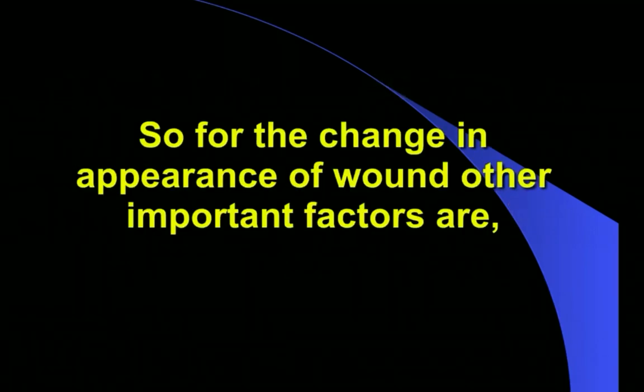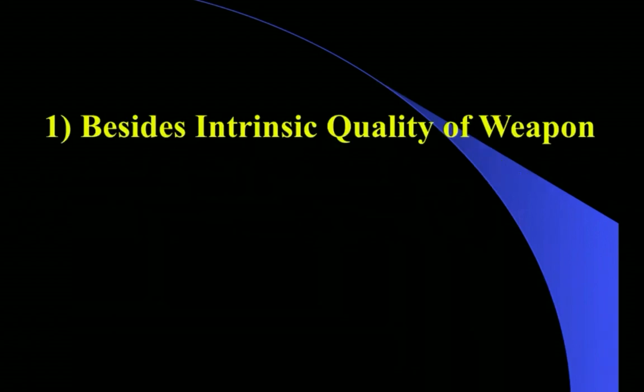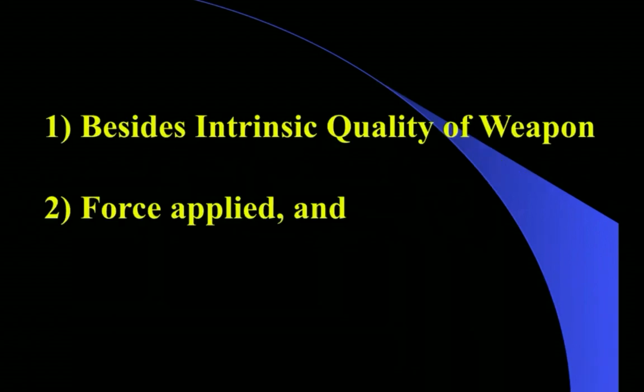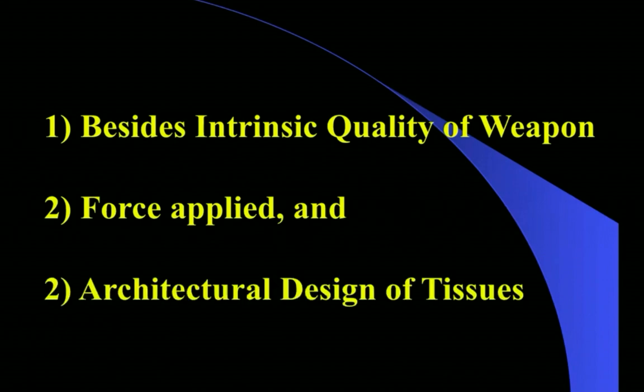So, for the change in the appearance of the wound, other important factors are, besides the intrinsic quality of a weapon, the force applied, that is the amount of force, and the architectural design of the tissue. They alter the appearance. So these characteristics we will discuss in the next lecture.